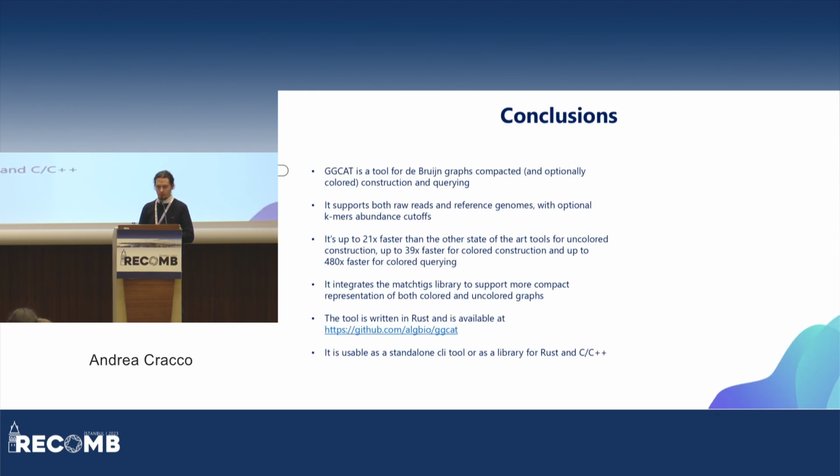So the conclusions and the key points of this presentation are that GGCAT is a tool for the de Bruijn graphs compacted and optionally colored reconstruction, and also for querying both colored and uncolored. It supports both raw reads and reference genomes, and with the raw reads, there is an option of putting some k-mer abundance cutoffs to remove sequencing errors. Then, as we have seen from the results, it is a lot faster than other state-of-the-art tools.